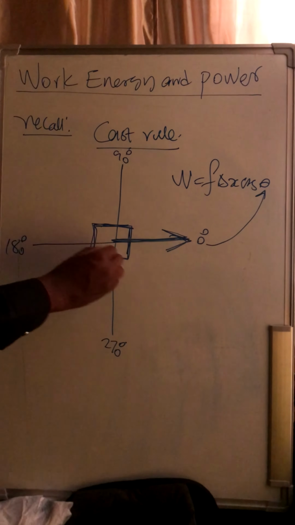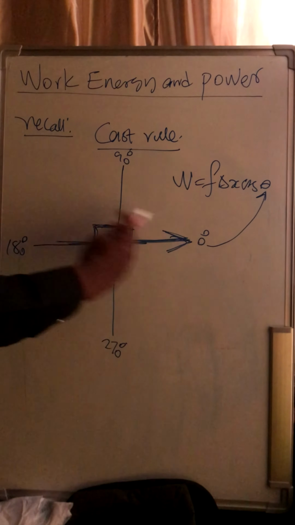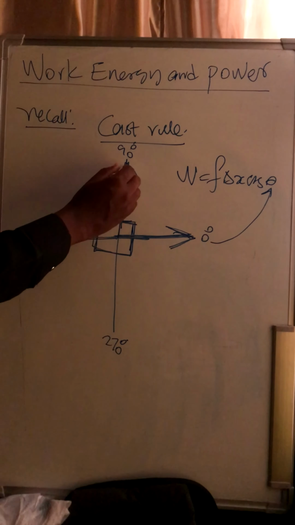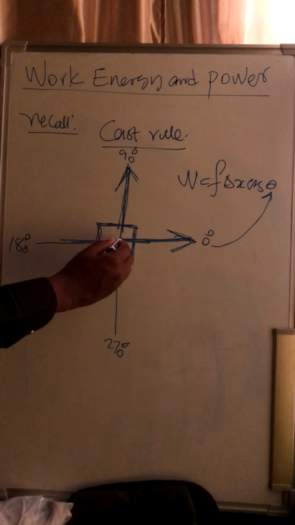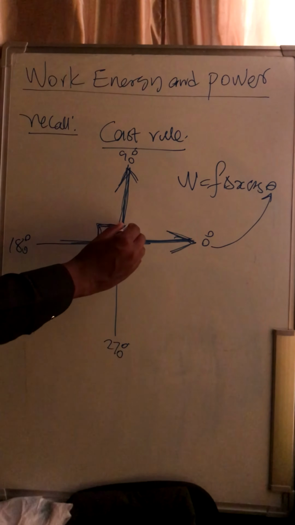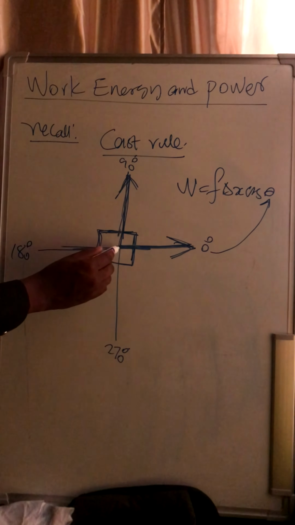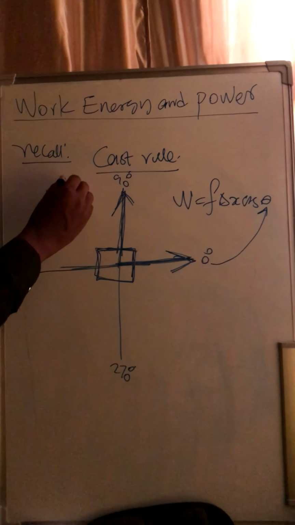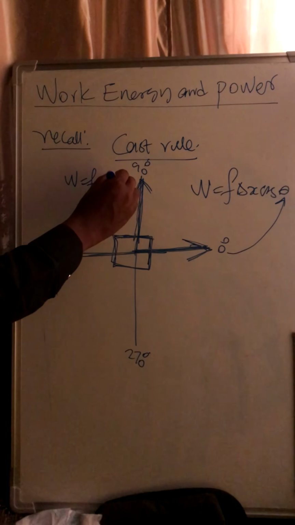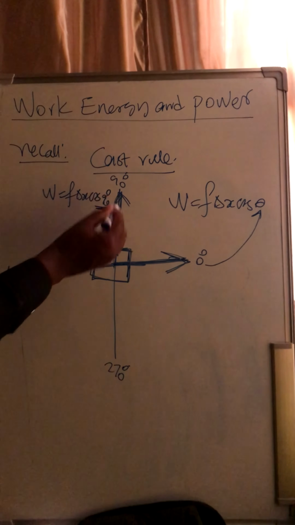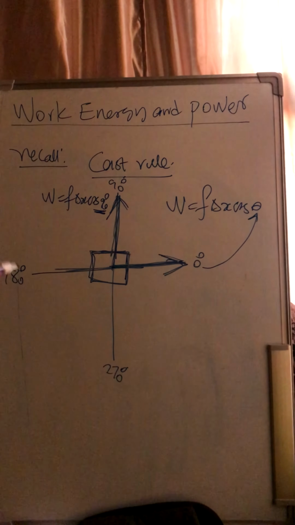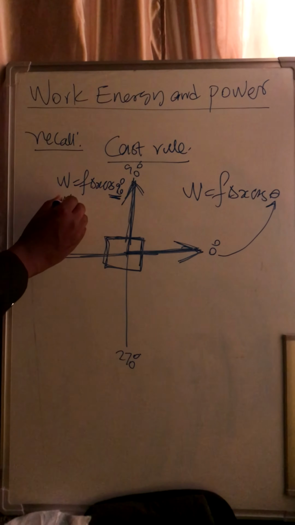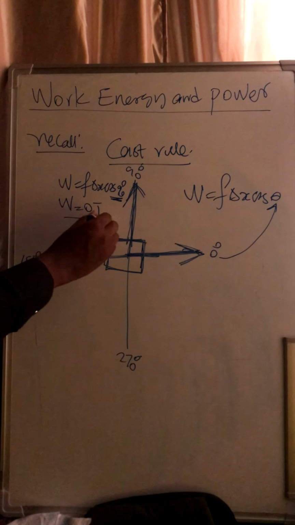Even on this one, if the object is moving to the right, and then a force is applied going upward. Can you see a force applied going upward, but the object is going to the right? It means that the angle between the force and the motion is 90 degrees. Meaning that here you're going to say W is equal to F change in X cos 90 degrees, because the force applied is perpendicular to the motion of the object. You see, for which that work done, it will be 0 joule.